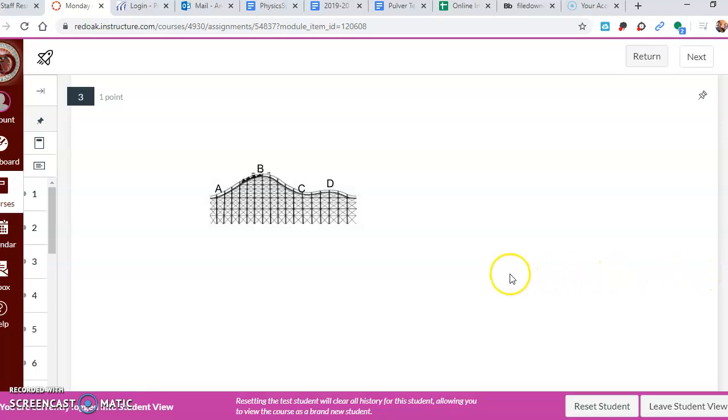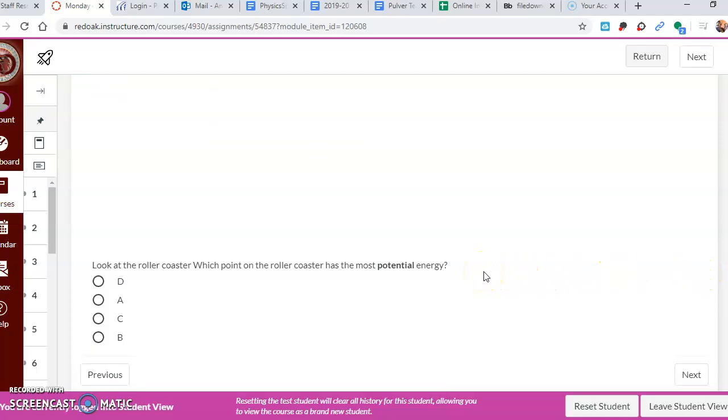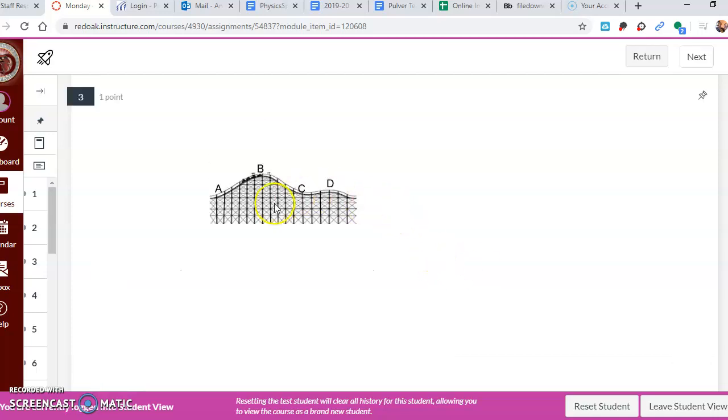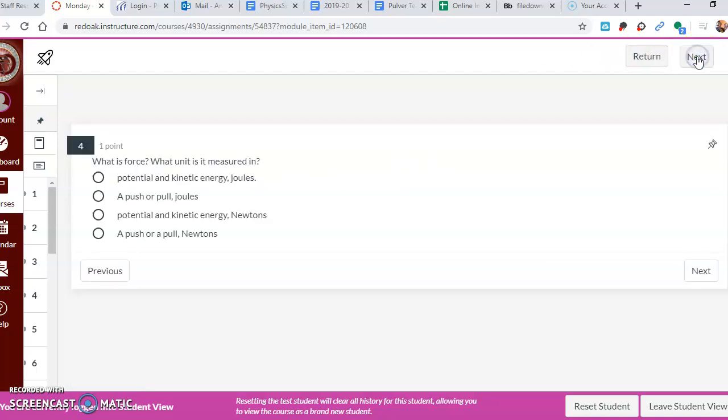All right, so we have the roller coaster. At which point does a roller coaster have the most potential energy? If you remember, we learned this in class: the roller coaster at its highest point, B, is where you have the most potential energy. And then remember that as it goes down that first hill, it's going to gain speed, which is going to give it more kinetic energy.